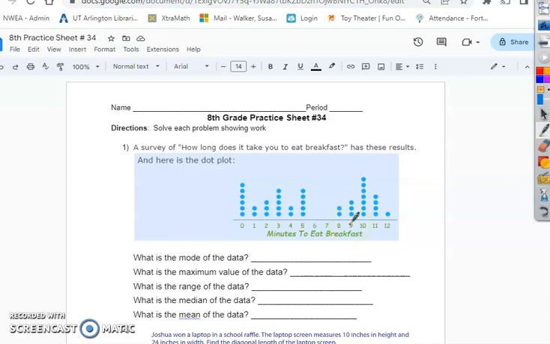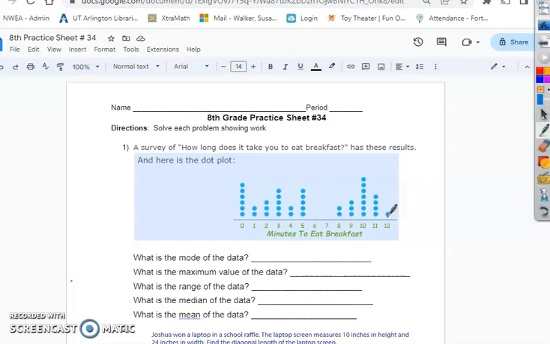So it says, what is the mode of the data? So the mode is going to be one of these numbers down here, the one that has the most dots on it. Which number down here has the most dots above it? Okay. What is the maximum value of the data? So maximum would mean, again, looking at these numbers, but you have to make sure that they have dots over them. So if there was no dot here, if there was no dot there, then 11 would be the maximum. But since it's not, 12 is the maximum.